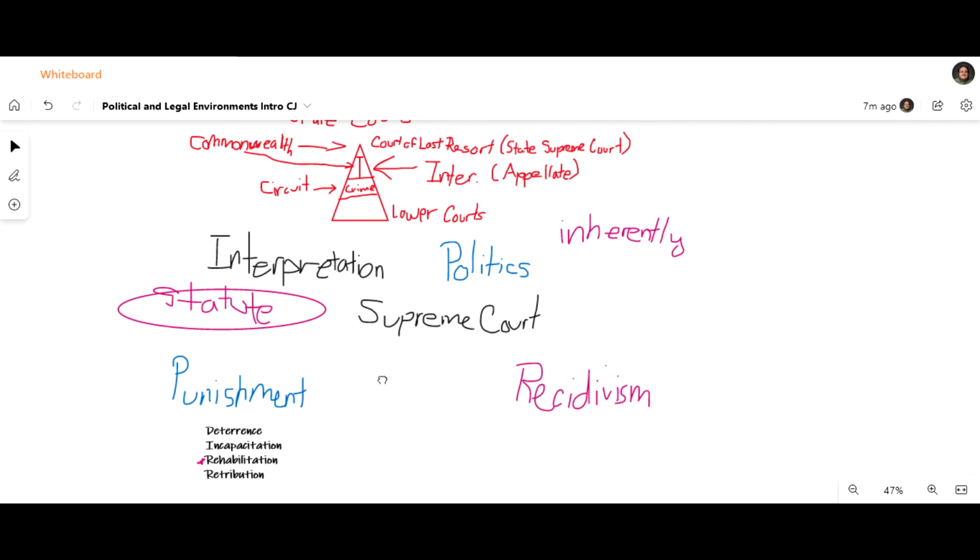And when it comes to punishment in the criminal justice system, we have currently 4 models, and there's problems with all of them. And your word of the day is recidivism.